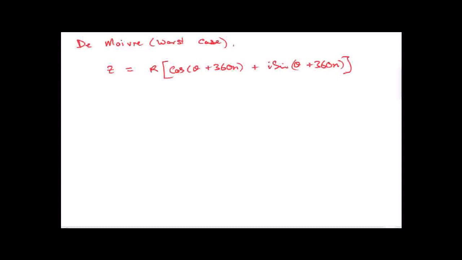Now, really it's down to your teacher. Some teachers prefer degrees, some teachers prefer radians. I prefer radians, but I find most students prefer degrees, so I tend to stick to degrees. If you have a teacher who sticks with radians, it's going to be theta plus 2 pi n. It's the same thing, because 2 pi is 360 anyway, isn't it? Okay?